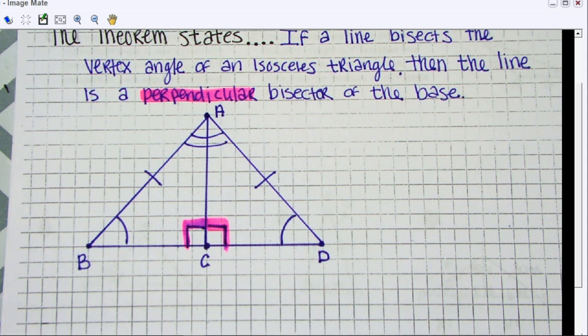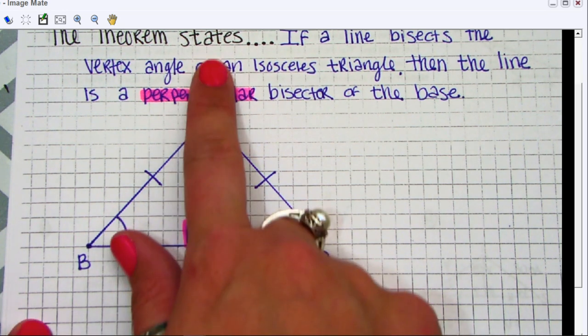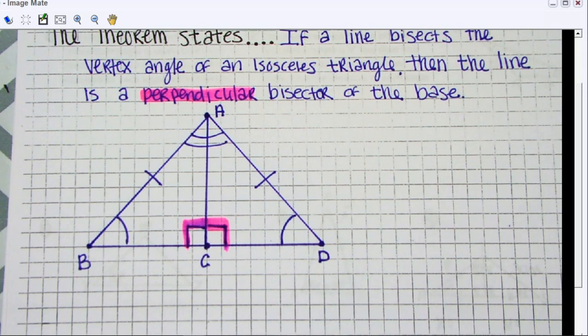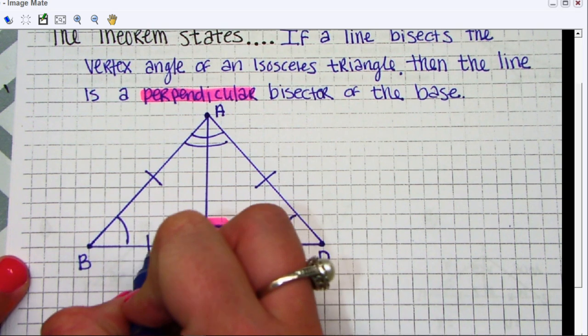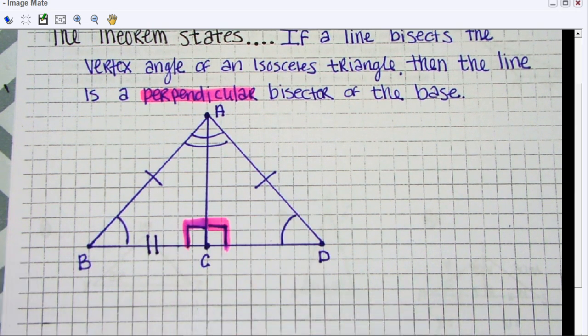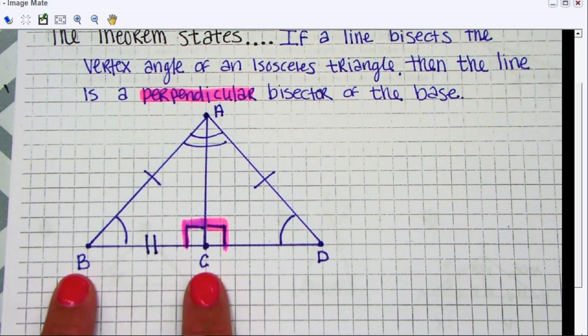What two segments are now equal to each other? If we have a bisector, this line has cut through the base. What two segments are now equal? Okay, give me two letters. B to where? B to C. And what segment is BC equal to? You're on the right track. BC is equal to, yeah, CD. Good job.